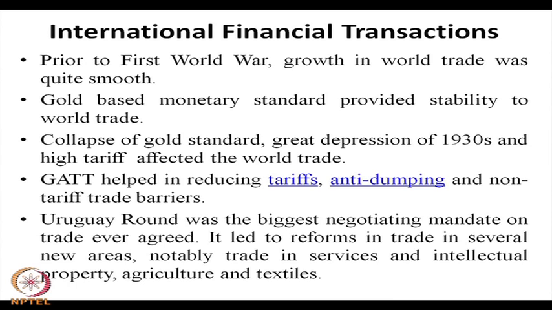With this example, let us move to the other part of the world trade system, because international financial transactions depend not only upon the domestic environment but also on the world economy as a whole. Prior to the First World War, world trade was quite smooth, because there was no problem of convertibility; gold was the primary currency all over the world. There was no problem in the exchange of currency.